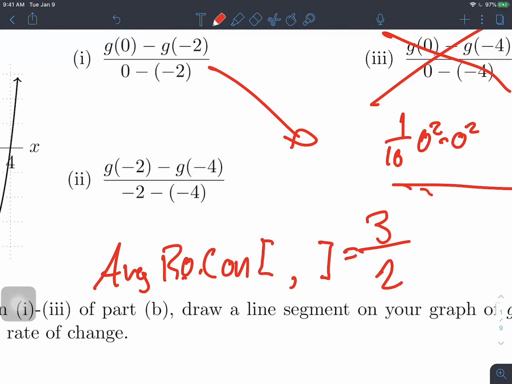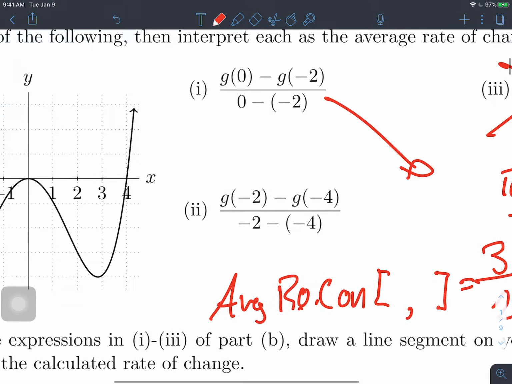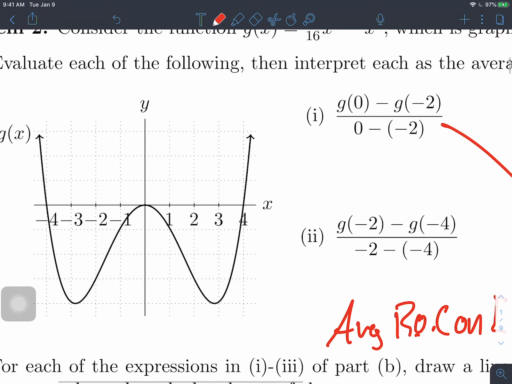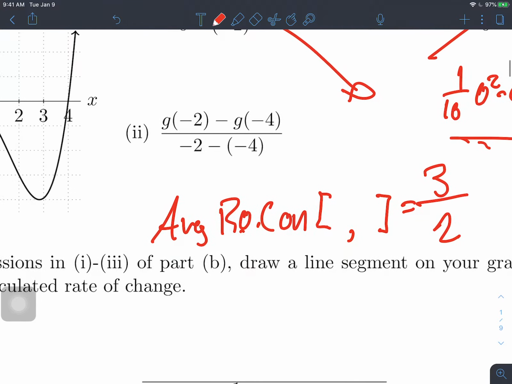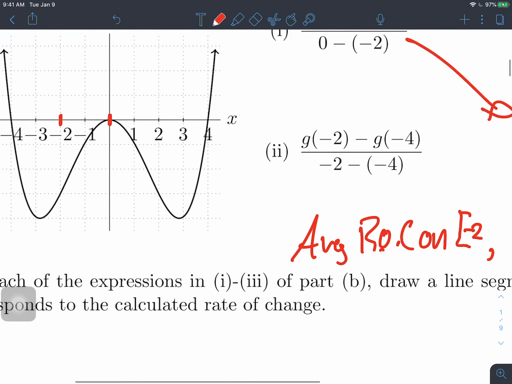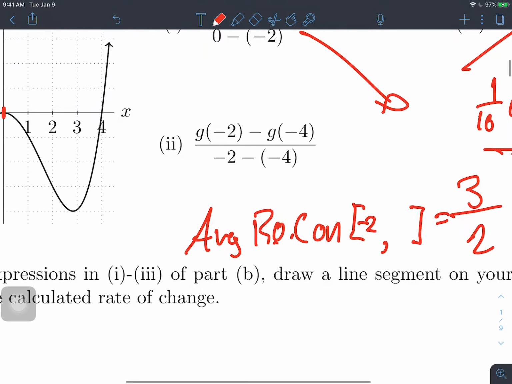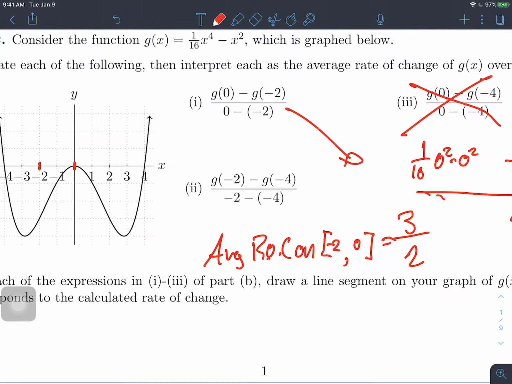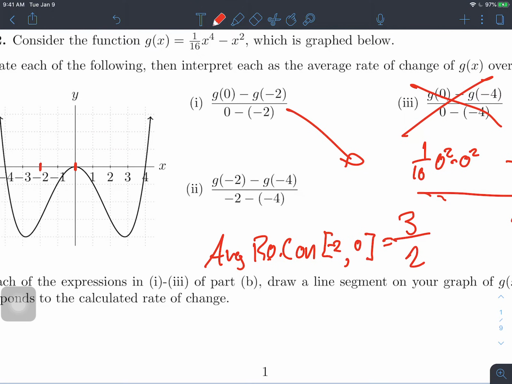That's exactly right. And the reason is, if we look at the x-axis, negative 2 is to the left of 0. These are our two points. So if I want to express this as an interval, then negative 2 goes on the left side, because it shows up on the left on our x-axis. So negative 2 goes on that side, 0 goes on this side. So the average rate of change between x equals negative 2 and x equals 0 is 3/2.